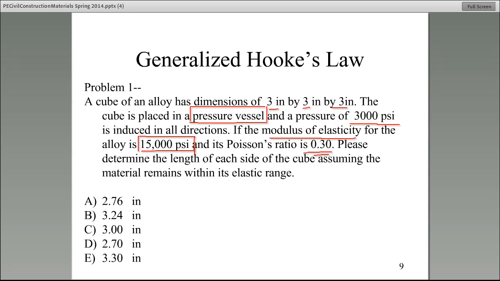So let's solve this problem. All right. What equation do we use? We use generalized Hooke's law, the three-dimensional Hooke's law. Let's take a look at the next slide.